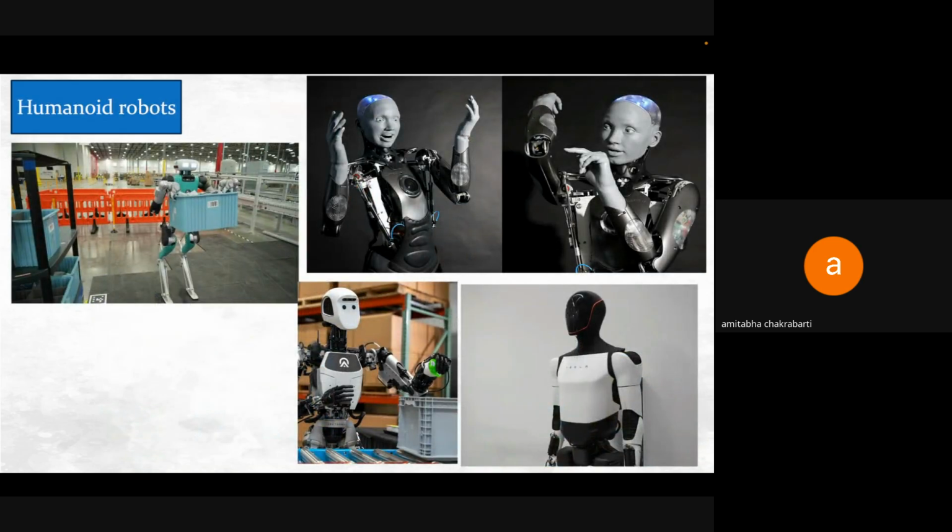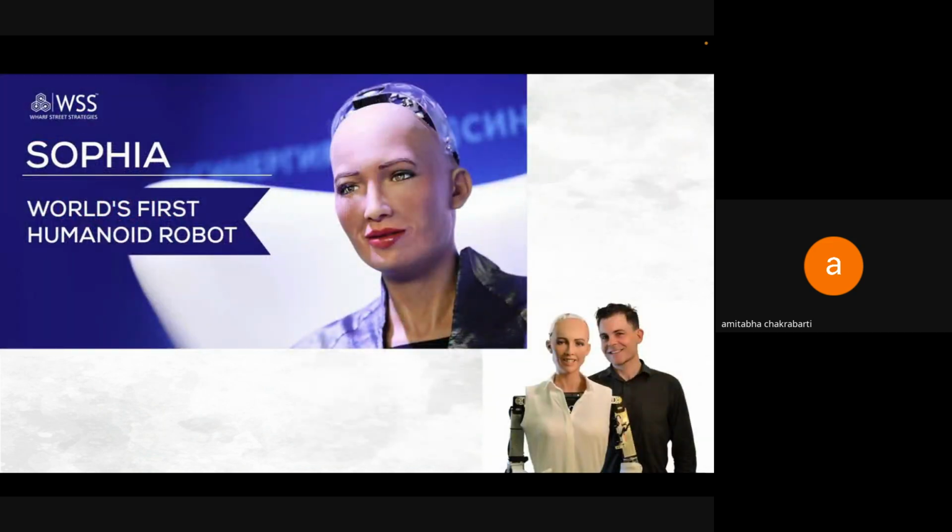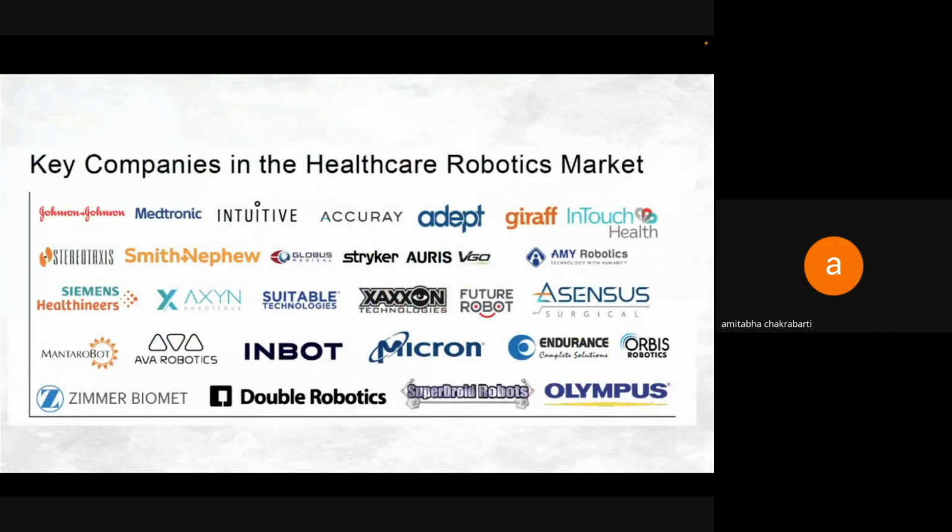And these are the humanoid robots. You are all aware of the name Sophia, the world's first humanoid robot. So robots have multiple uses, in the medical as well as the industrial world. These are the key companies in the healthcare robotics market. It is huge, and a lot of them are coming up.